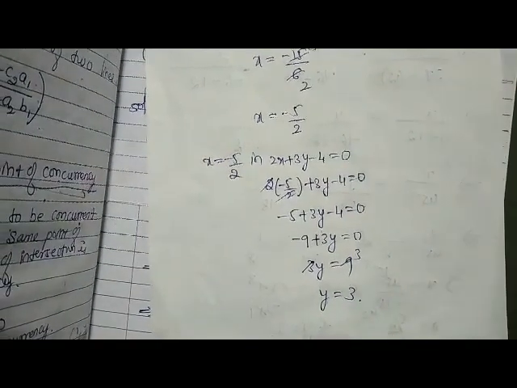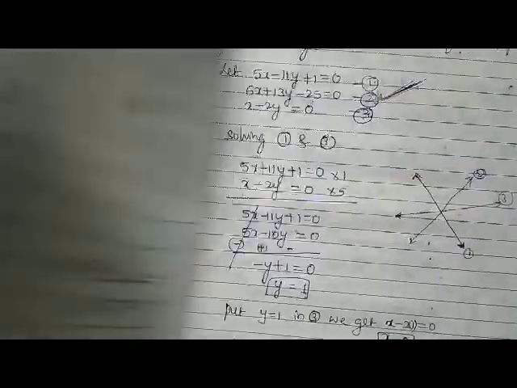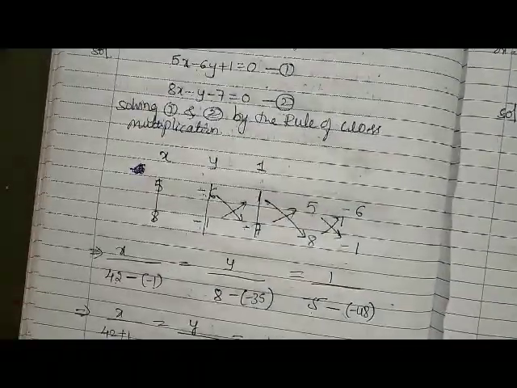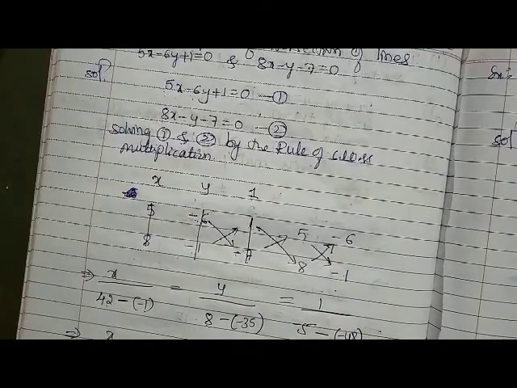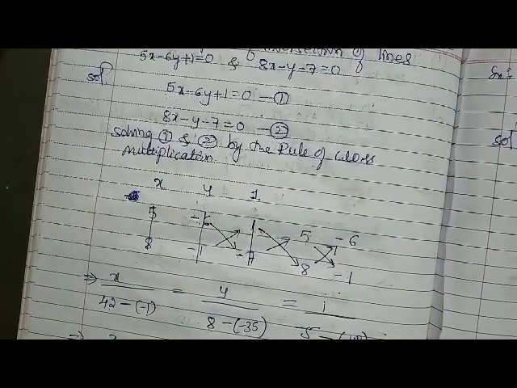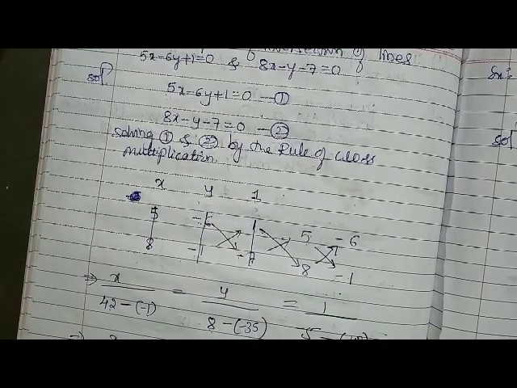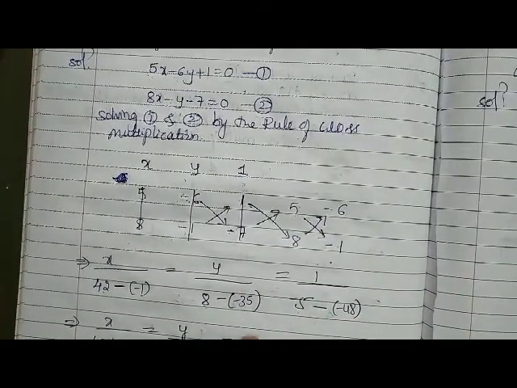Next example. Find the point of intersection of the lines 5x minus 6y plus 1 is equal to 0 and 8x minus y minus 7 is equal to 0. So we'll solve these equations by the method, that is cross multiplication.